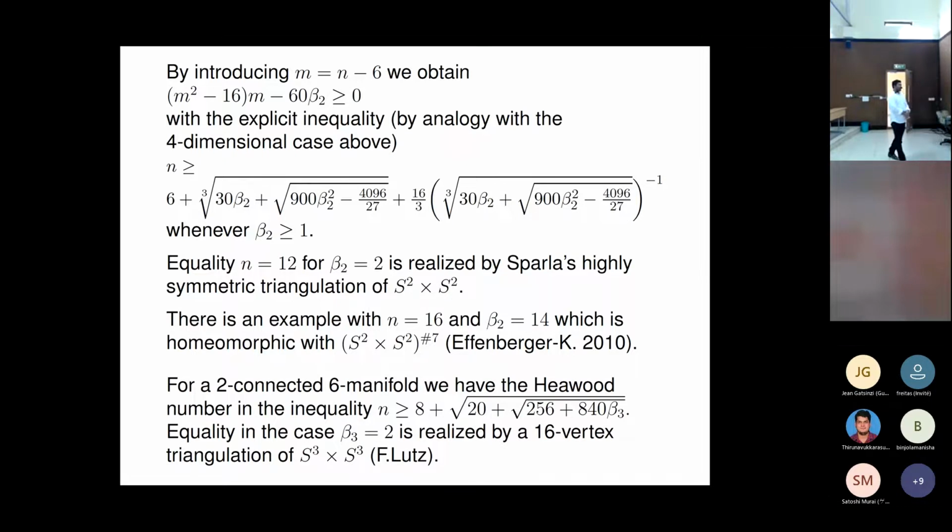And for a 2-connected 6-manifold, we have the Heawood number in this inequality, and equality in the case of β3 equal to 2 is realized by a 16-vertex triangulation of S3 × S3 given by Lutz.